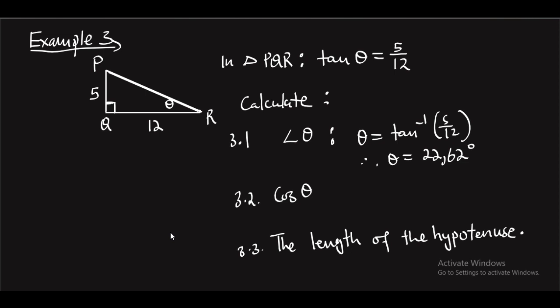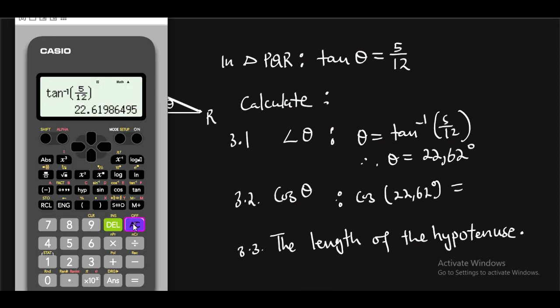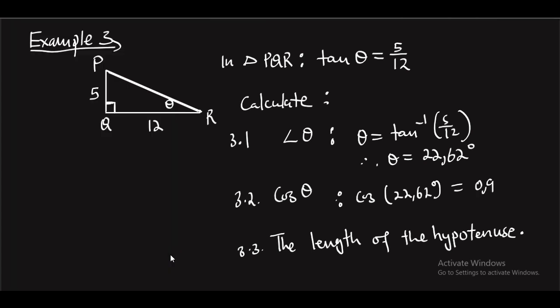Now let's go to cos theta. With cos theta, they just want us to substitute the theta inside the cos. So the cos of 22.62 degrees is equal to 0.92.